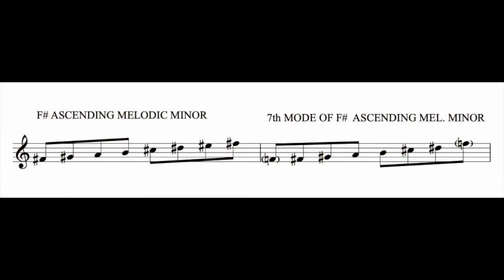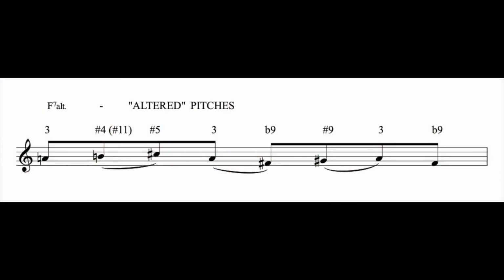However, I think it also presents a pretty cool angle on the use of altered dominant. So of course the altered dominant scale is comprised of the 7th mode of melodic minor. So in this case, it would be the 7th mode of F sharp ascending melodic minor. And sure enough, when you look closely at our 5 chord, you can see that it covers all the altered tones, the flat 9, sharp 4, and sharp 5.